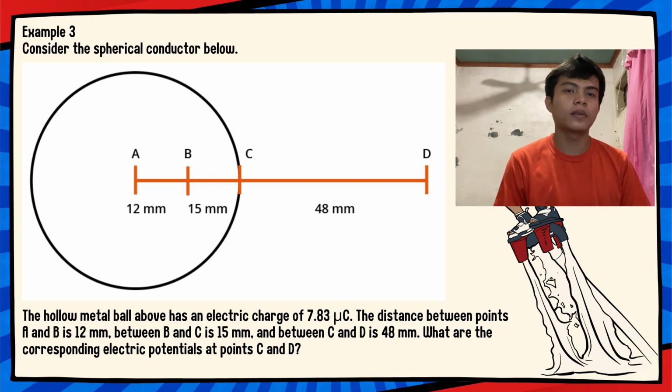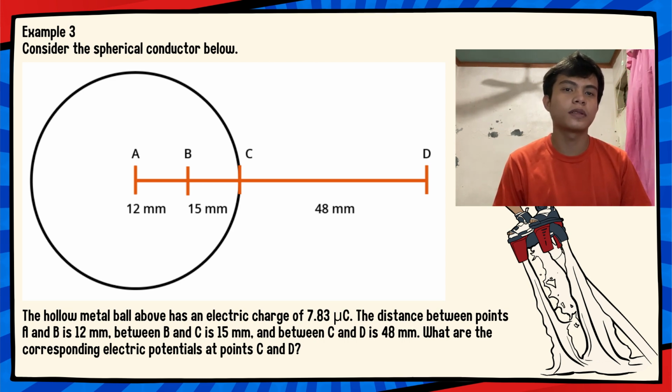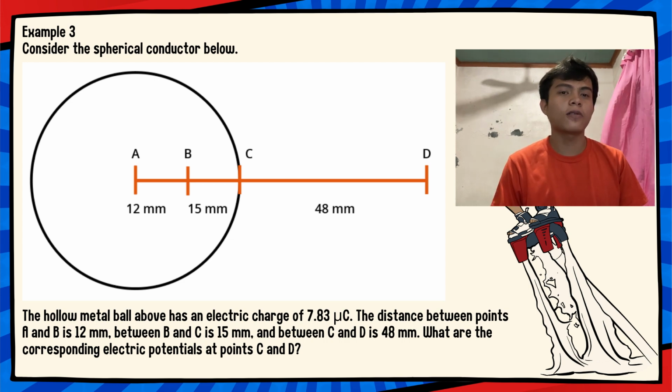The hollow metal ball above has an electric charge of 7.83 microcoulombs. The distance between points A and B is 12 millimeters. Between B and C is 15 millimeters, and between C and D is 48 millimeters. What are the corresponding electric potentials at point C and D? So, ang pangitaon lang na missing is ang electric potential sa point C and D.